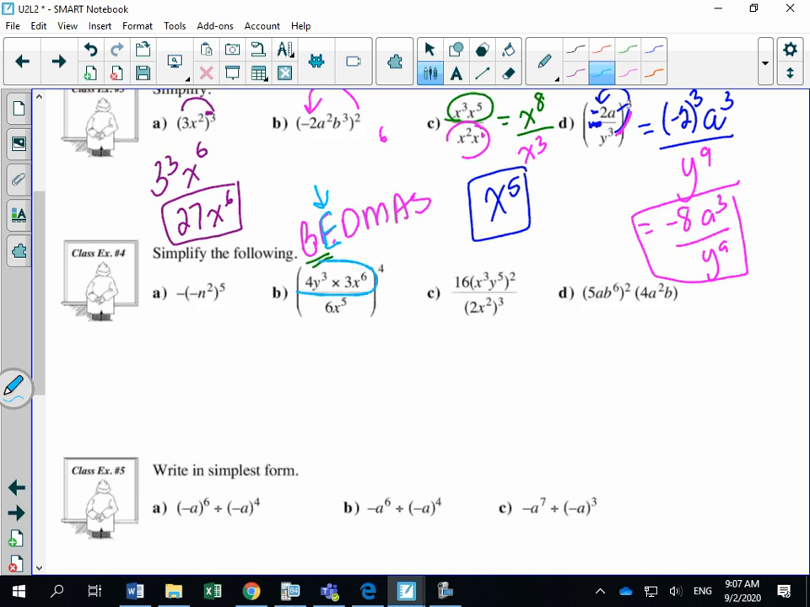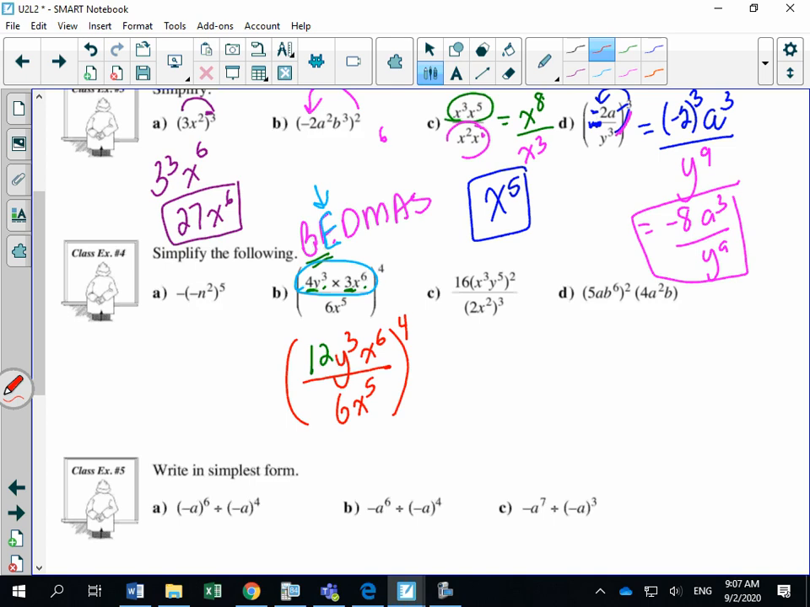Let's look at this guy here. Let's do our coefficients. 4 times 3 is 12. Then I have y to the 3 times x to the 6. Can you apply an exponent law if we have different bases? No. So y to the 3 times x to the 6. My denominator is 6x to the 5, and that is all to the power of 4.